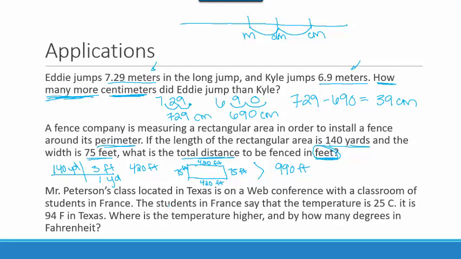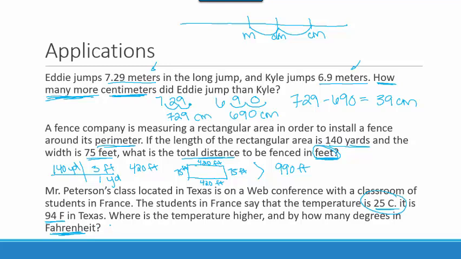And then finally, this last one, it says Mr. Peterson's class is located in Texas. He's on a web conference with a classroom of students in France. The students in France say their temperature is 25 degrees Celsius. It is 94 degrees Fahrenheit in Texas. Where is the temperature higher and by how many degrees in Fahrenheit? So again, which one of these is going to be my problem? It's going to be this one because the answer wants it in Fahrenheit, but this one is in Celsius.